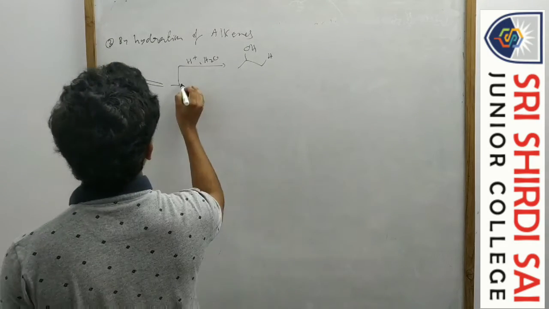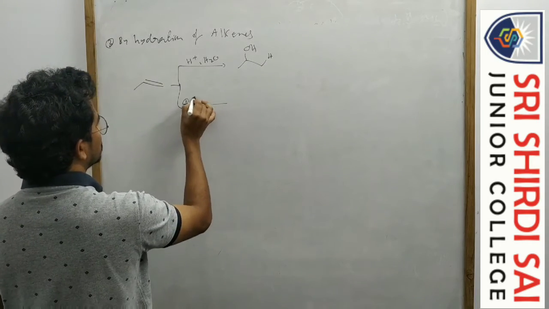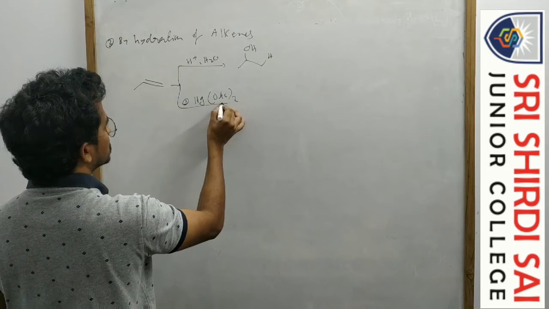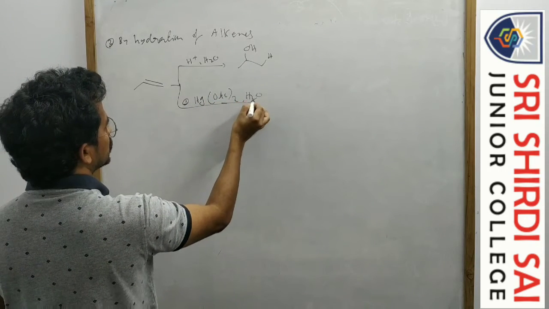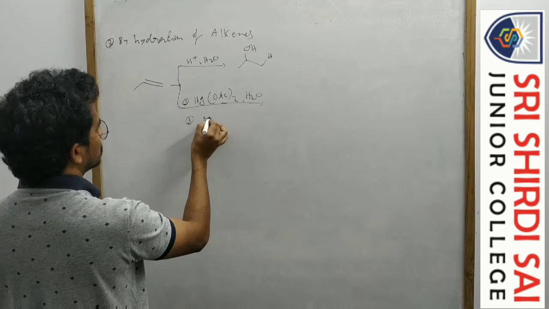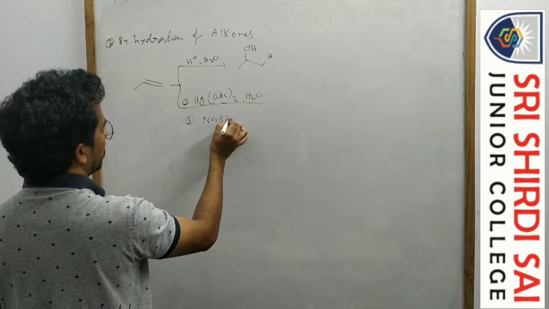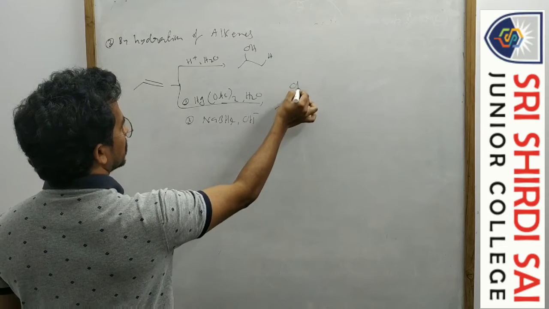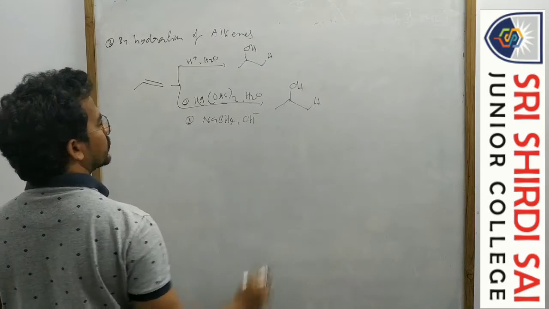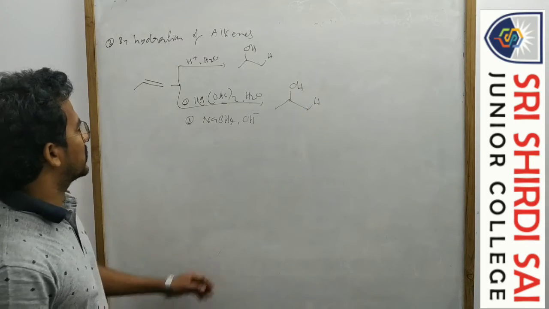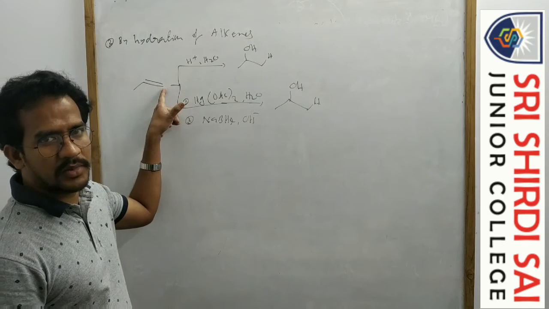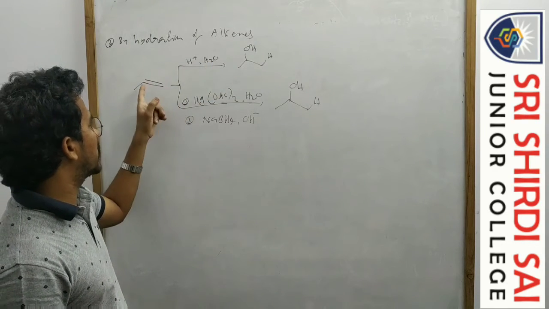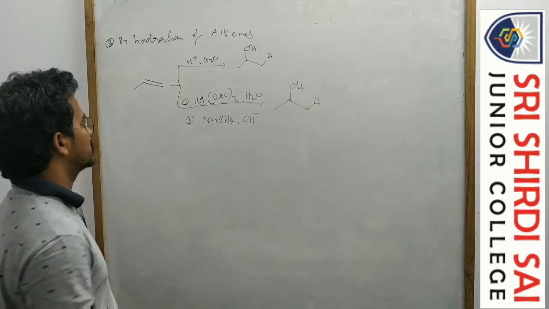Okay. Next, oxymercuration, demercuration: Hg(OAc)2, H2O. Second one, sodium borohydride, alkali medium. It is also Markovnikov addition of water. H plus is added to the carbon which has more hydrogens, and the negative part, OH minus, is added to the carbon which has fewer hydrogens.